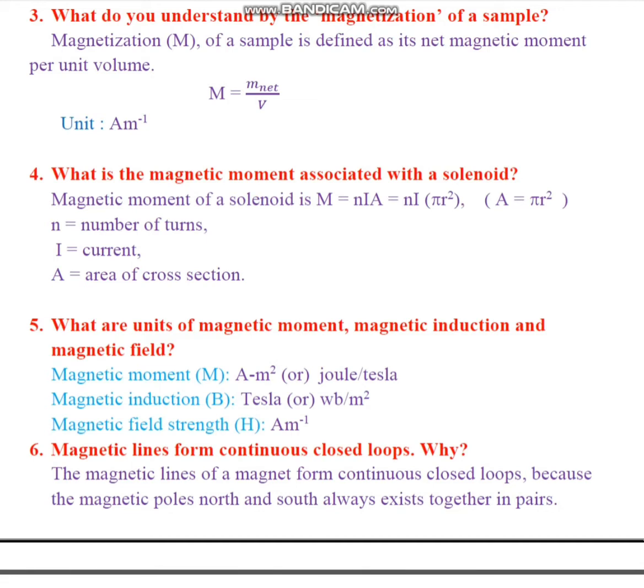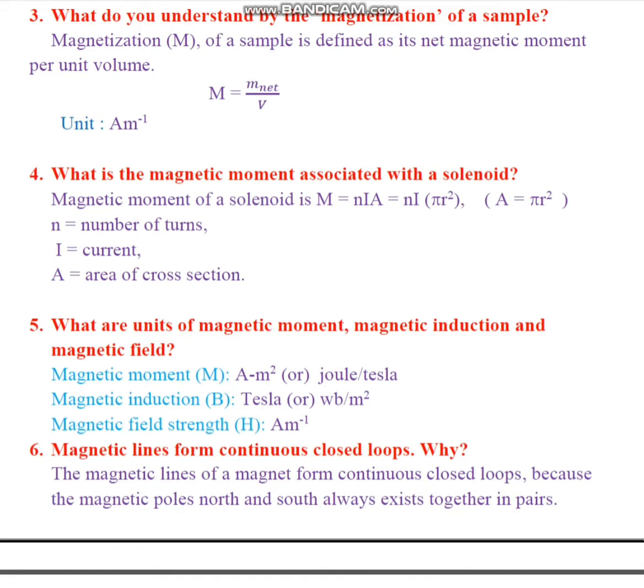And the fifth question, what are the units of magnetic moment, magnetic induction and magnetic field? First one, magnetic moment. The SI units of magnetic moment are ampere meter square or joule per Tesla. Next one, magnetic induction. The SI units of magnetic induction are Tesla or Weber per meter square. And the third one, magnetic field strength. The units are ampere per meter or ampere meter power -1.